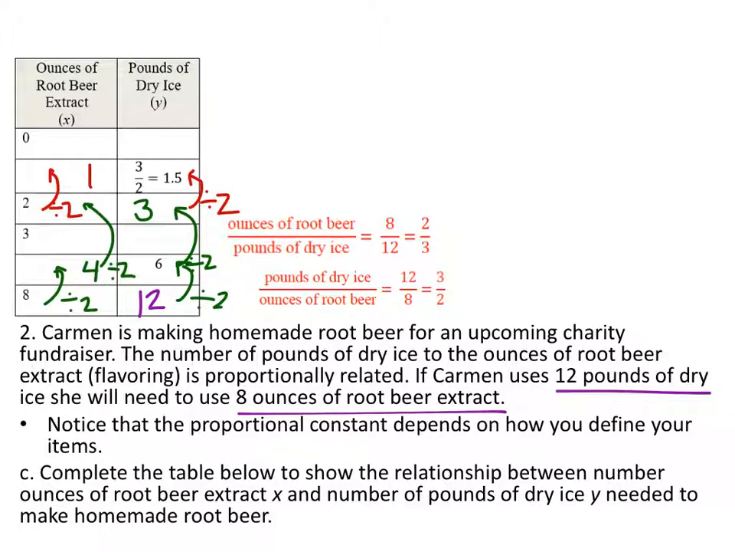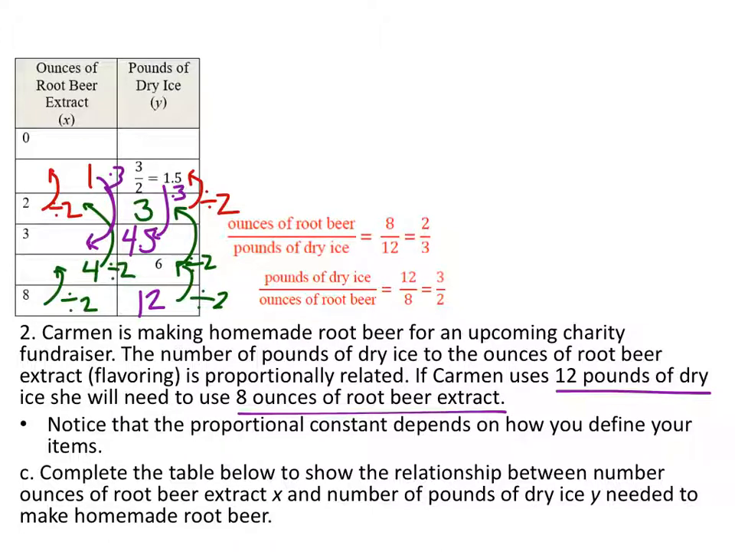Now the 1 is really easy to work with, and I know its relation with 3. So if I take 1, I would multiply it by 3 to get this 3. So I'm going to do the same thing with 1.5. I would multiply it by 3, and that would be 4.5 pounds of dry ice for 3 ounces of root beer extract. So this is kind of like scaling a fraction the way that we want it to.